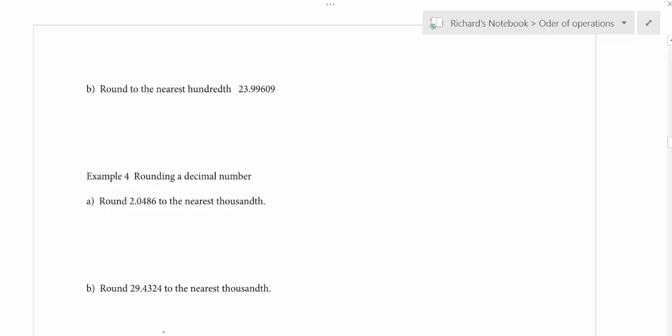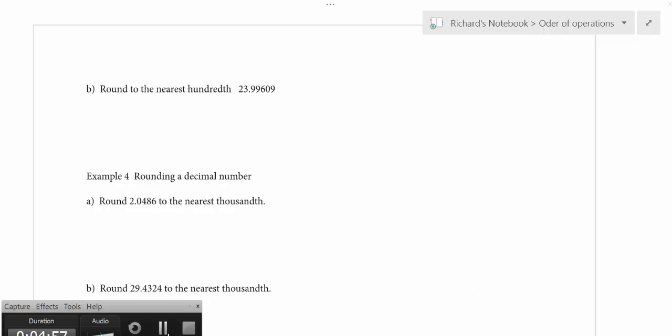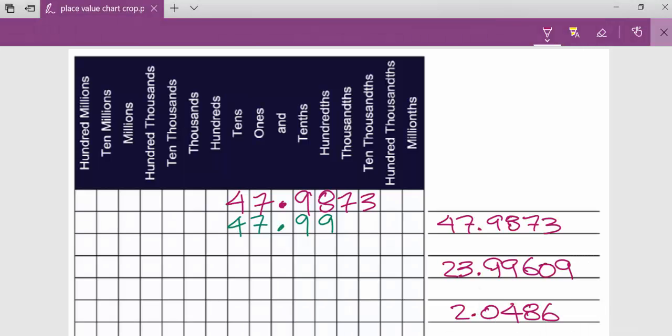In B, I'm asked to round the number 23.99609 to the nearest hundredth. So I'm going to start by taking the number and locating the decimal point. There's the decimal point. I have a 3 in the ones position, a 2 in the tens position. Then I have a 9 in the tenths, a 9 in the hundredths, a 6 in the thousandths, a 0 in the 10,000ths, and a 9 in the 100,000ths position.